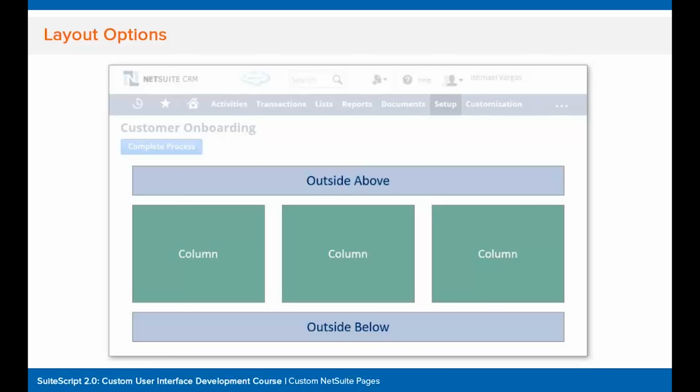So you can see that the fields would be displayed as columns. And you also have sections for the outside of the columns. So you have two sections for outside: you have the outside above, and you also have outside below. So you can change your page layout so that it would display where you want it to be displayed.